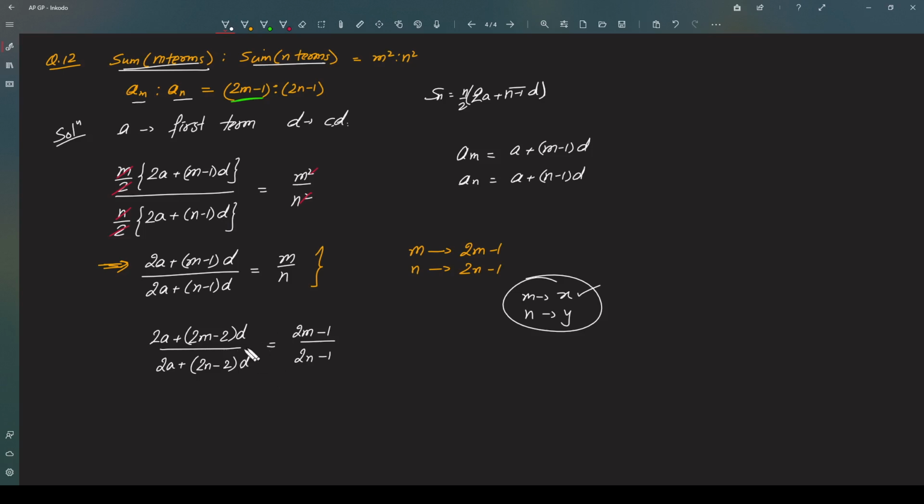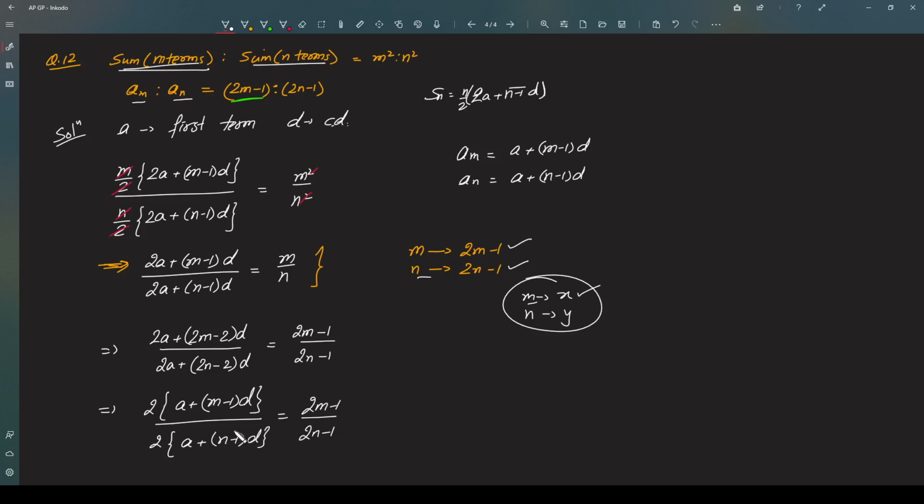So the same thing we have done here. We have replaced m with 2m minus 1 and n with 2n minus 1. This is what you have got. Now what is there on the LHS? Try to see that. It is 2 into a plus m minus 1 d divided by 2 into a plus n minus 1 into d, that is equal to 2m minus 1 divided by 2n minus 1.